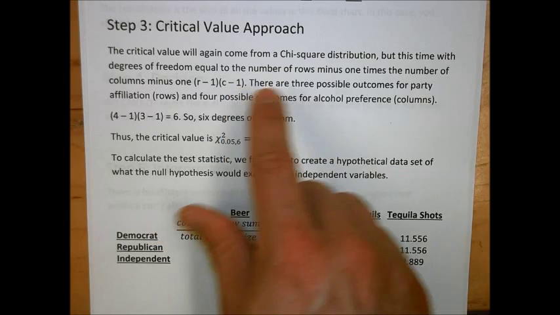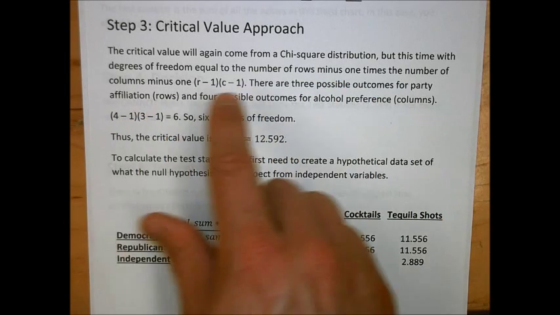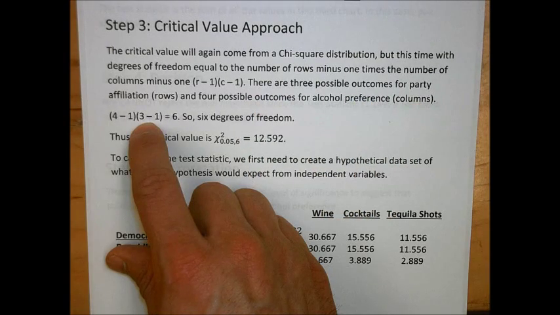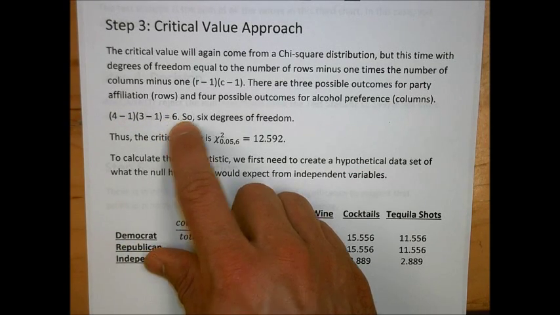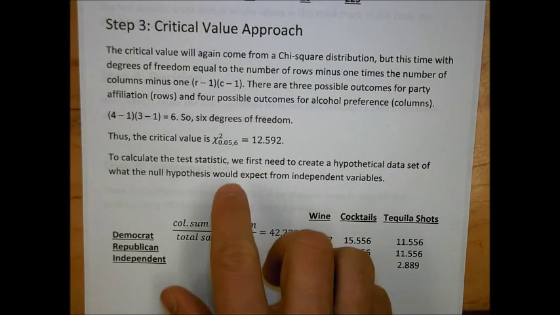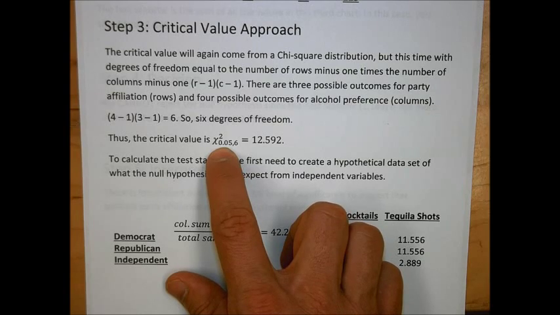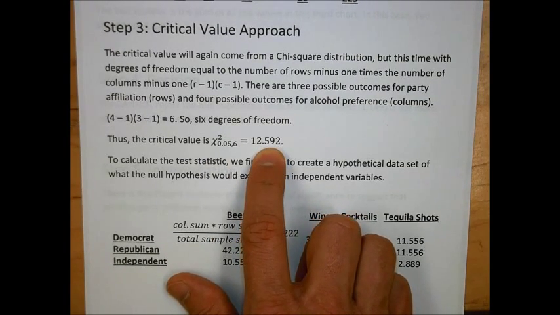There are 3 possible outcomes for party affiliation, those are our rows, and 4 possible outcomes for alcohol preference, those were our columns. So 3 minus 1 times 4 minus 1 gives us 3 times 2, which is 6. And we have 6 degrees of freedom again. Again, the critical value comes from the 6th row of our chi-squared tables at the 5% level of significance, which gives us the same 12.592 that we've seen before.